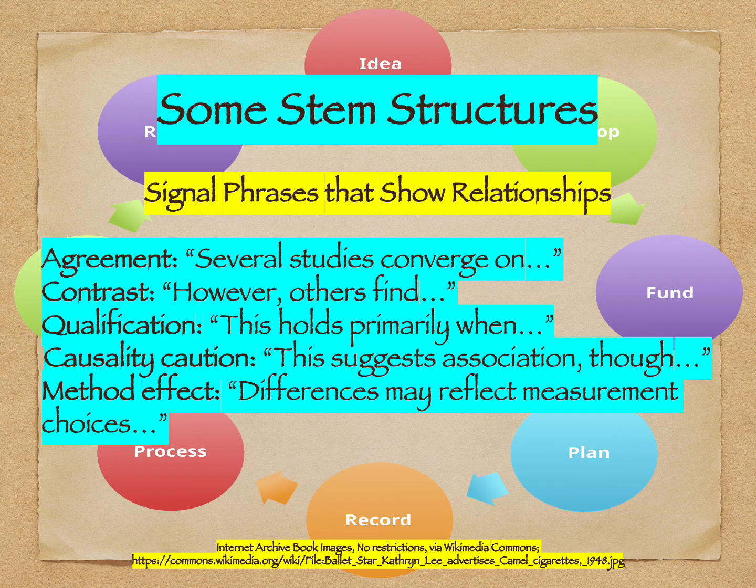If you're demonstrating a causality approach, this suggests association, though, right? If you're approaching the methods, differing methods, differences may reflect measurement sources, maybe by population or species or something like that, right? Okay, so just an idea, just a little bit of a resource to help you. And so now let me show you an example.